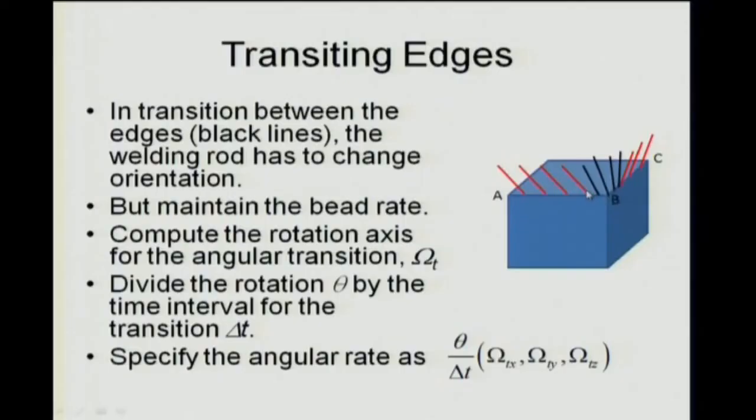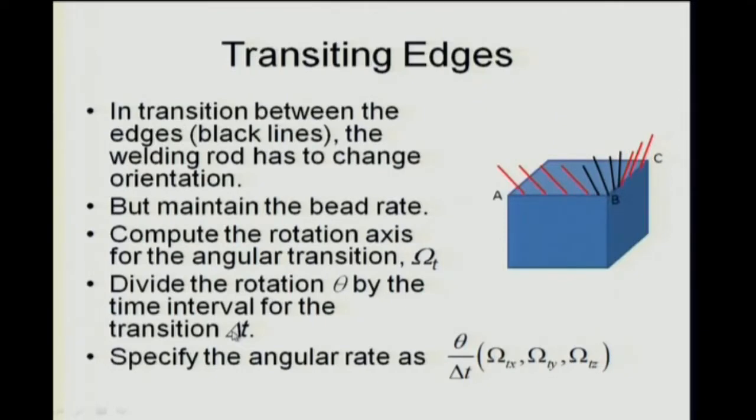But we already know how to do something like this very neatly. What we do is we just find out that going from here to here, what is the rotation axis? Right, we did it about a month ago now. We can find that out. So you find out capital omega t, the transition axis. You find out the rotation amount theta. You divide it by the time I am giving for the transition.